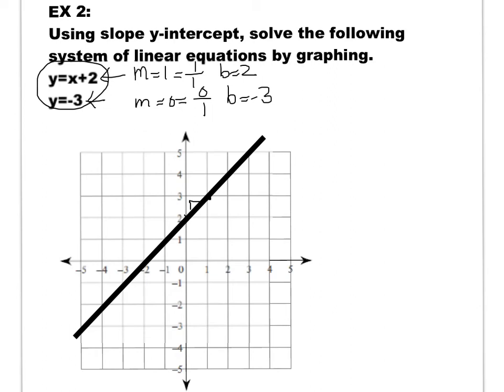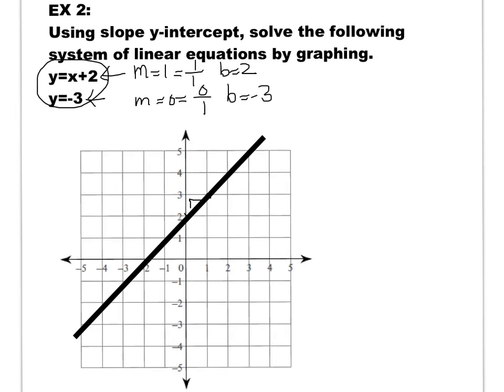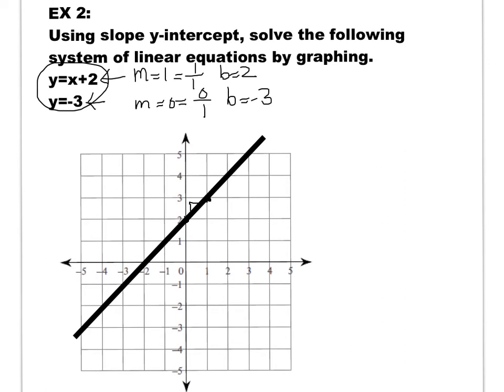Now I have to plot the second line. The second line, again, the y-intercept is negative 3. So I'm going to start with negative 3, which is here. Then it says that the rise is 0. Look here. The rise is 0, so I'm not going to go up or down. I stay at negative 3, but the run is 1, so I go 1 unit to the right. So I'm going to end up with this point. So these are the 2 points that I have to draw the line going through.